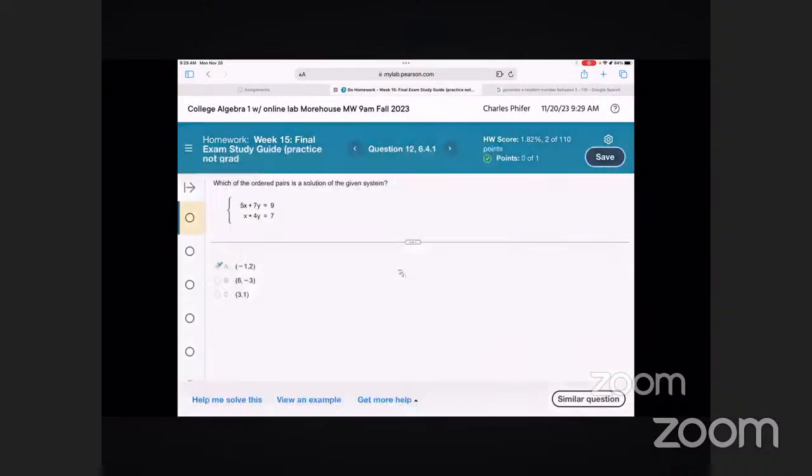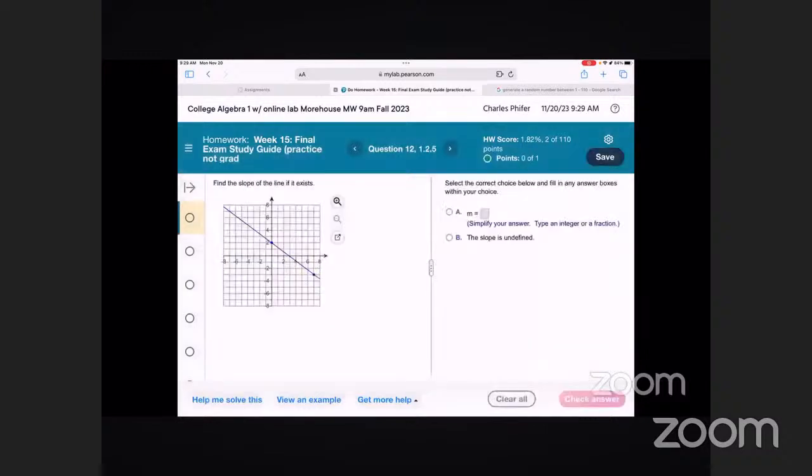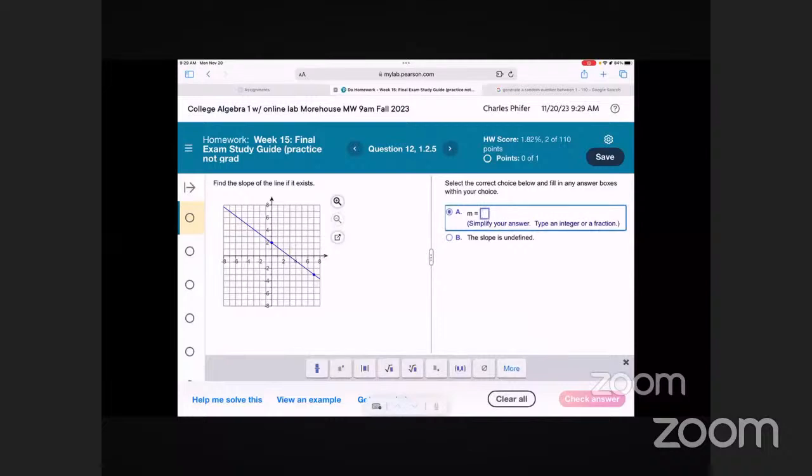Find the slope of the line if it exists. What's a quick way? Okay, the slope formula. Slope is rise over run, which is the change in y over the change in x. We have these ordered pairs. Let me think. Okay, I'll take some notes here. So the slope formula is the change in y over the change in x, which is y2 minus y1 over x2 minus x1.